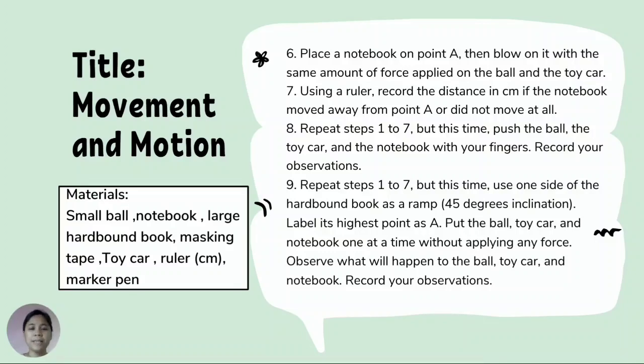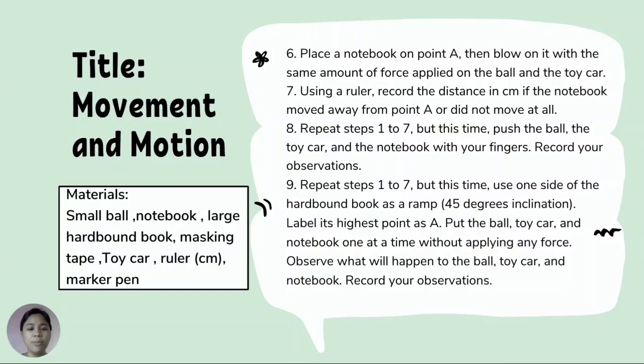Next is number 6. Place a notebook on point A, then blow on it with the same amount of force applied on the ball and toy car. Number 7, using a ruler, record the distance in centimeters if the notebook moved away from point A or did not move at all. Number 8, repeat steps 1 to 7, but this time push the ball, the toy car, and the notebook with your fingers.